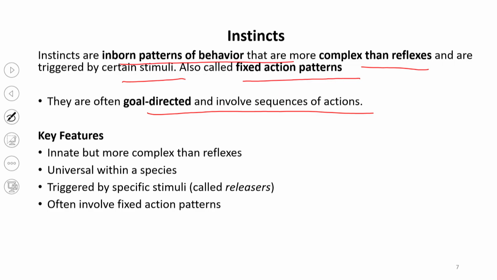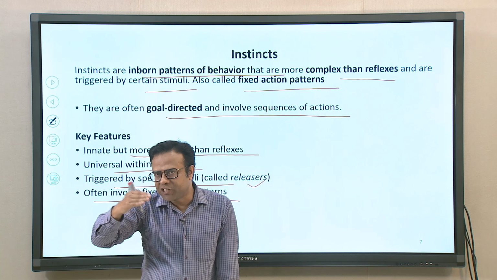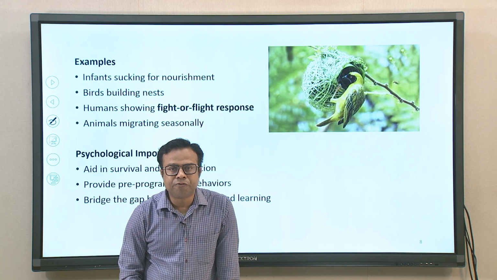Key features include that these are also innate, but more complex than reflexes. They are universal within a species: generally if it is present in one species member, it will be present in other members of the same species. They are triggered by specific stimuli, also called releasers. Certain stimuli trigger them and then a sequence of behavior starts. They often involve fixed action patterns, so the instinctive behavior unfolds in the same way, in a fixed sequence. What are the examples of instincts?